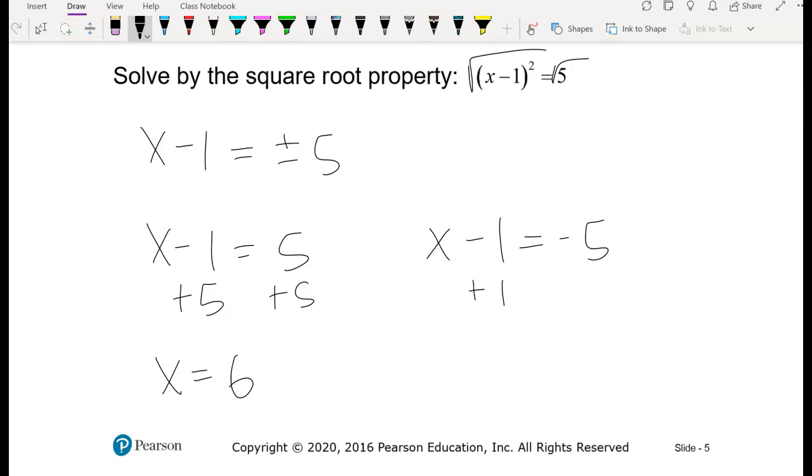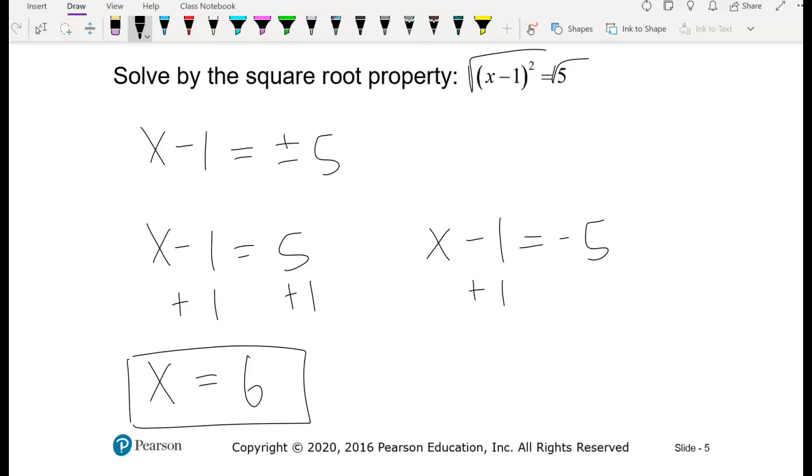I meant to add 1. I got the answer right, but my brain did not compute. So 5 plus 1. Oh gosh, I said it again. 5 plus 1 is 6. Sometimes just don't listen to me.